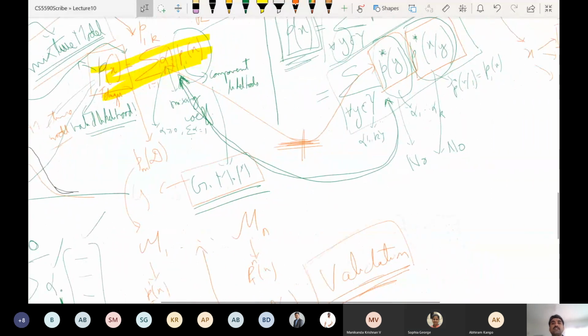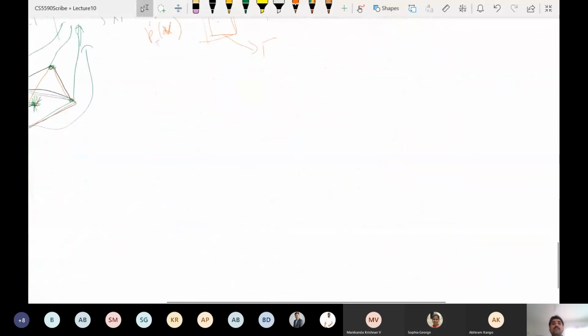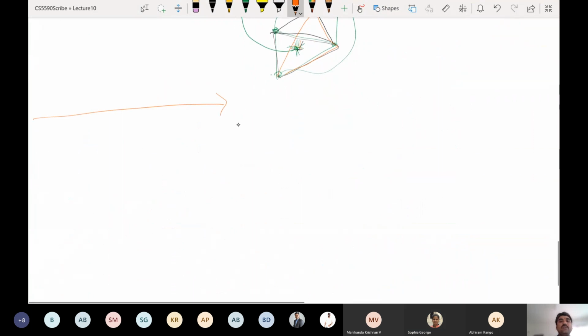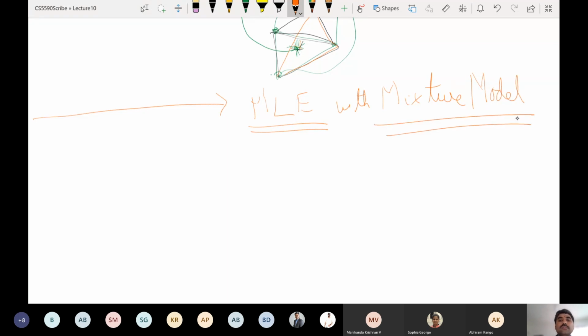Okay, so both doubts are cleared, so let's go ahead with estimation. Suppose I have data and I want to do an MLE estimate, then how do I go about doing it? MLE with a mixture model. How will my optimization problem look? First of all, let me write the mixture model again very clearly.